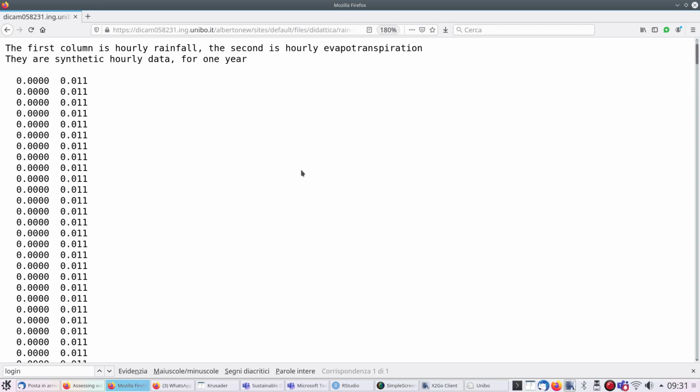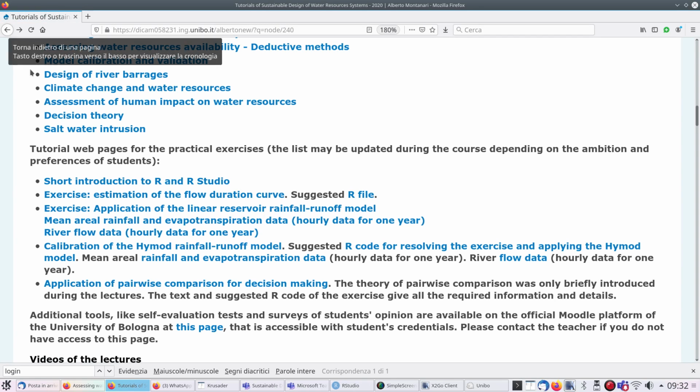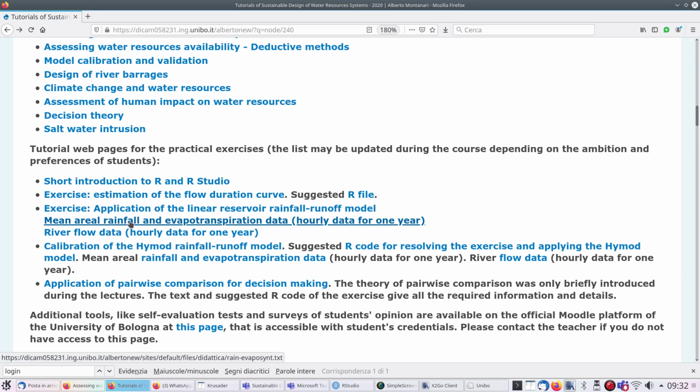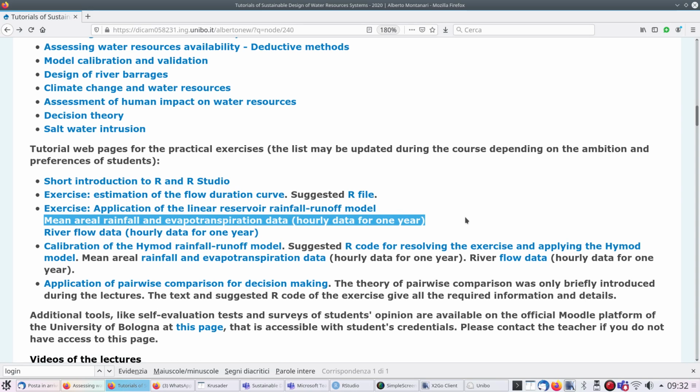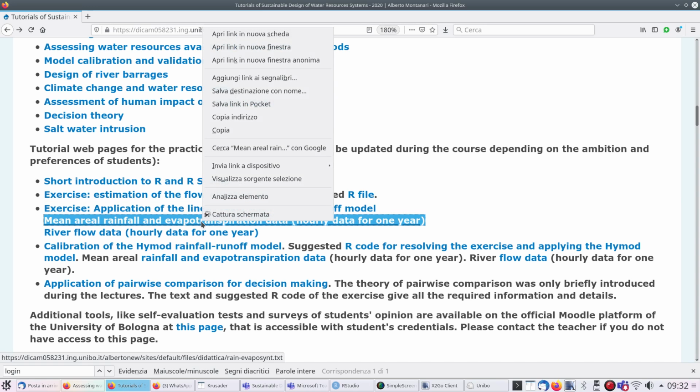So the second column is hourly evapotranspiration. As I said, we don't need it. What we need is to save this file because we need to import it in R. So I suggest that you go back to the link. One second here. Instead of clicking with the left mouse button on the link, which I am now selecting, click with the right button, and then you can choose save destination with the name.